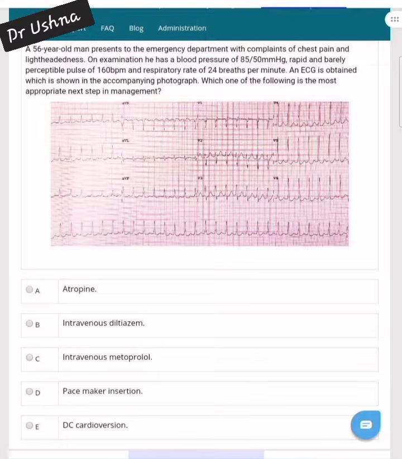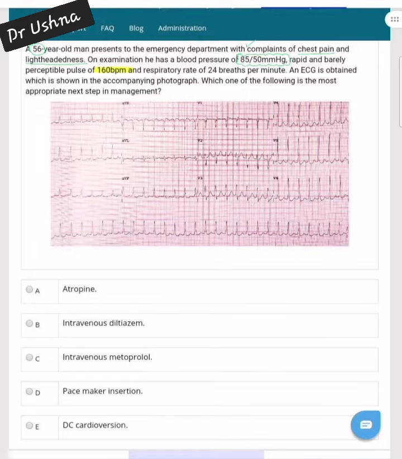As I always say, whenever you read the MCQ, first focus on the age of that particular patient, because many times age is a clue. Not all the time, but make it a habit to look at the age of the patient first, then look for the chief complaint. Here, the chief complaint is chest pain, and the patient is having lightheadedness. So the patient has some hemodynamic compromise because the BP is also dropping to 85/50 mmHg. The patient is not stable at the moment, and on examination you find the pulse is 160 beats per minute. So we have a particular problem of tachycardia.